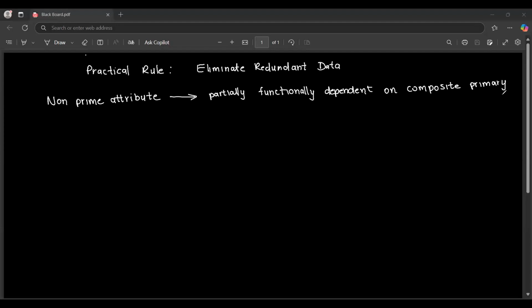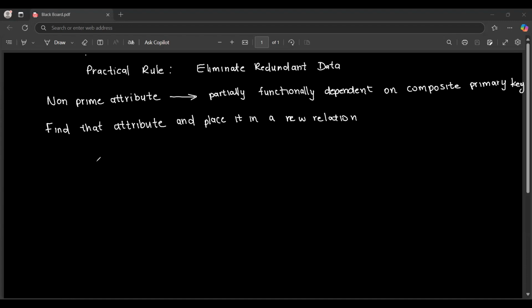If you have a singular primary key, then the relation is directly in 2NF, because only if you have a composite primary key can a non-prime attribute be partially dependent on the primary key. If you have a single primary key, then that is settled. The relation is already in 2NF. So find that attribute and place it in a new relation. I think you can understand this.